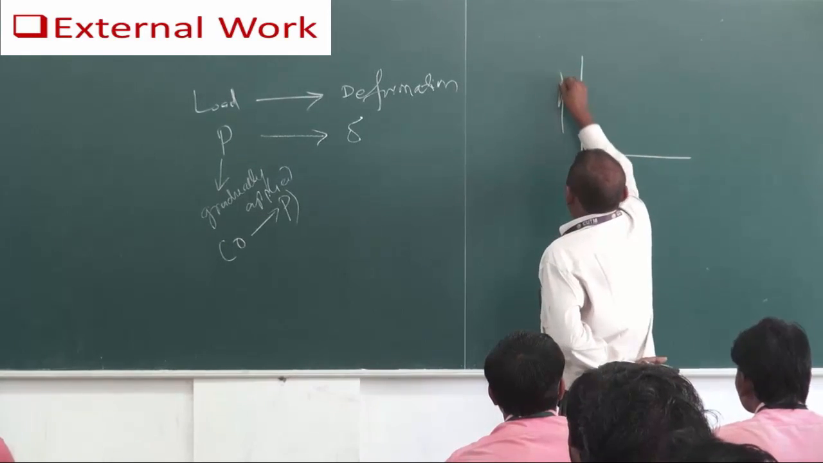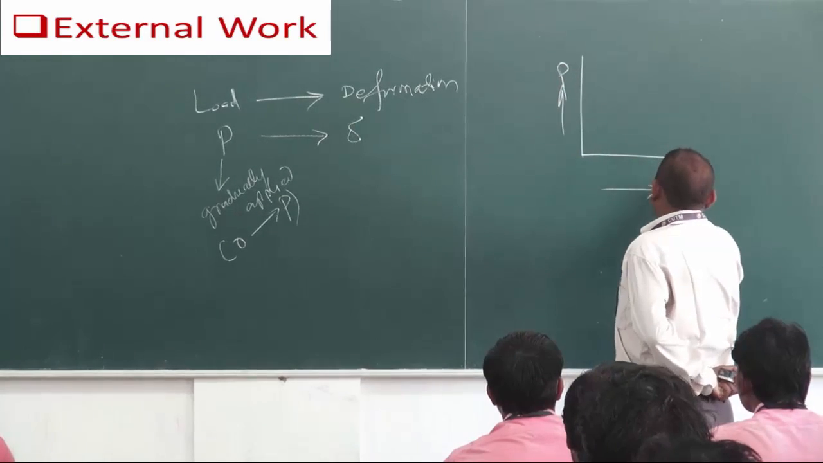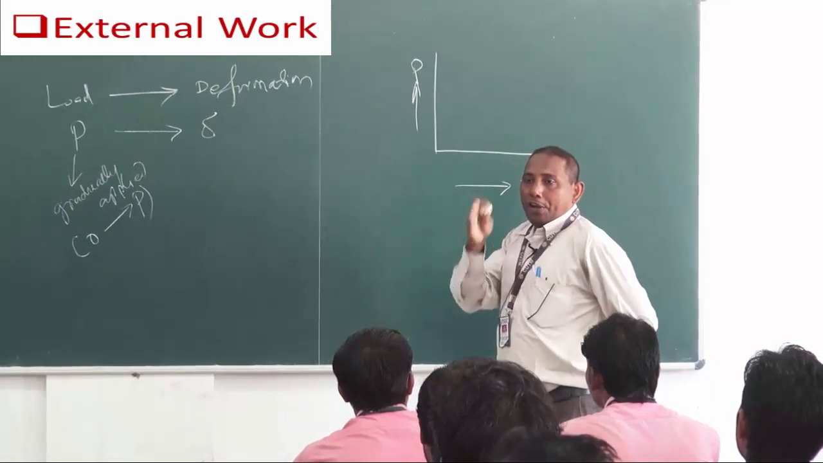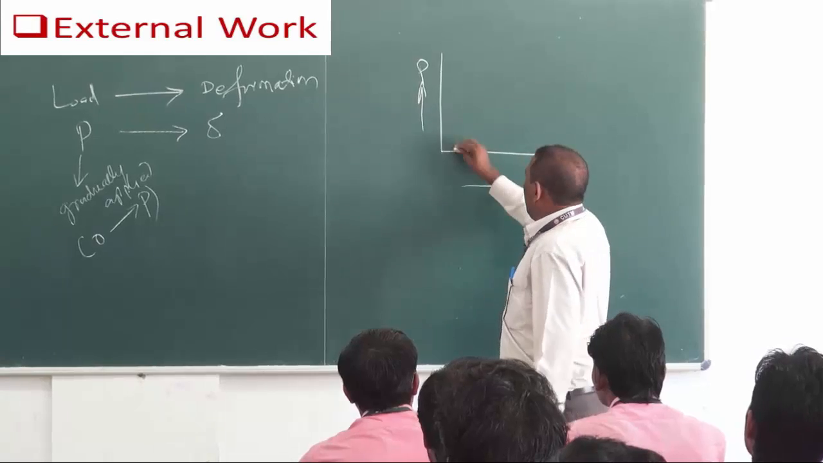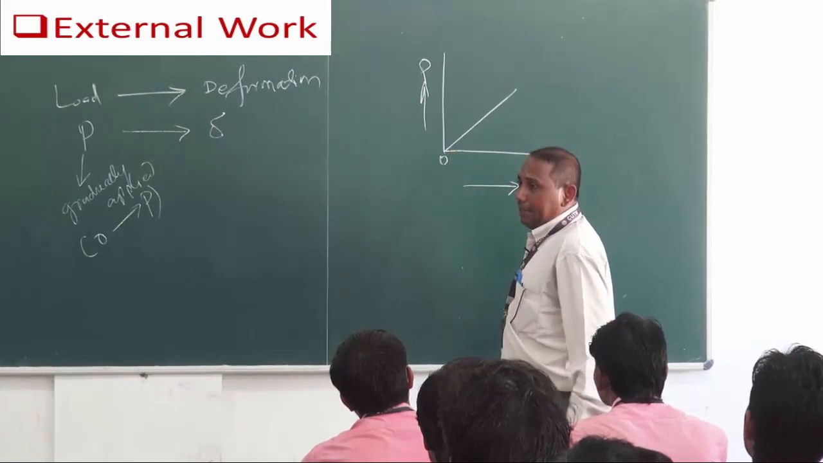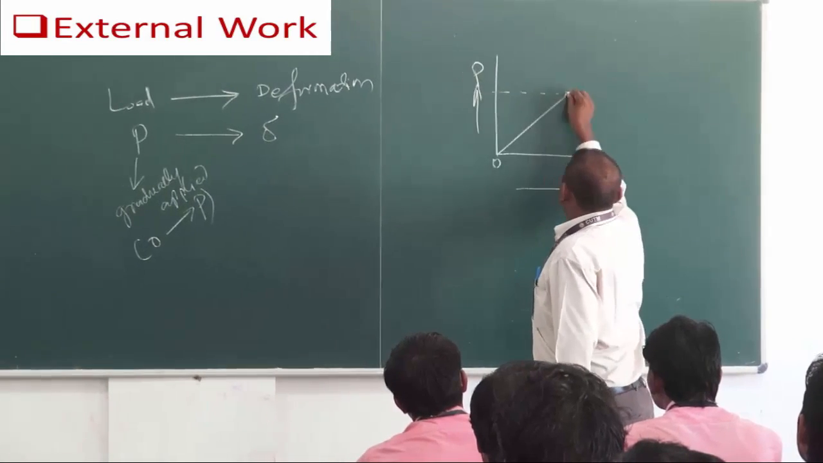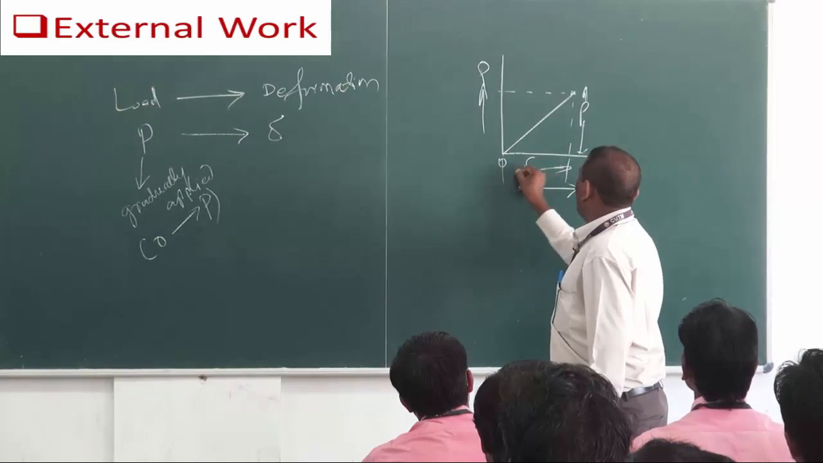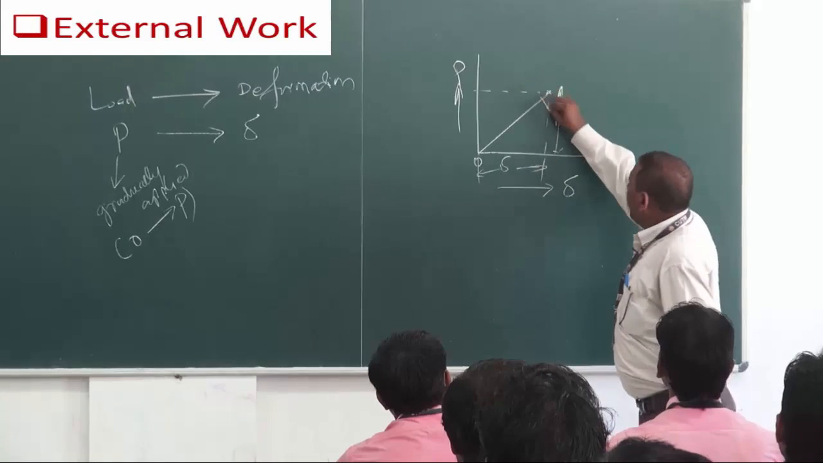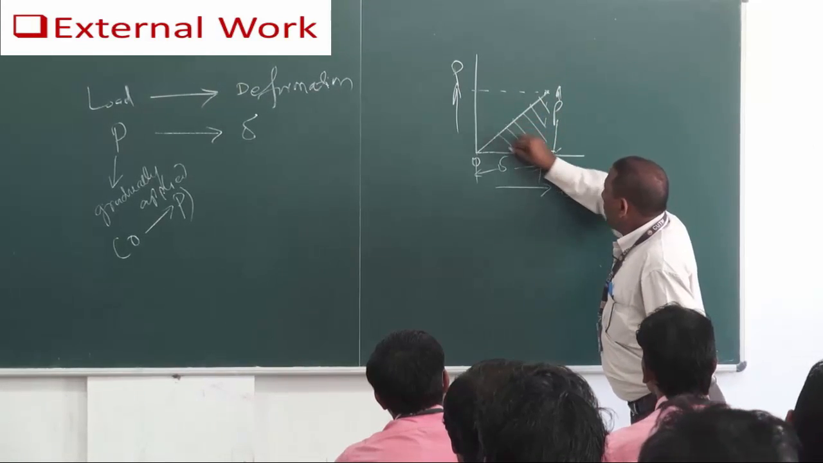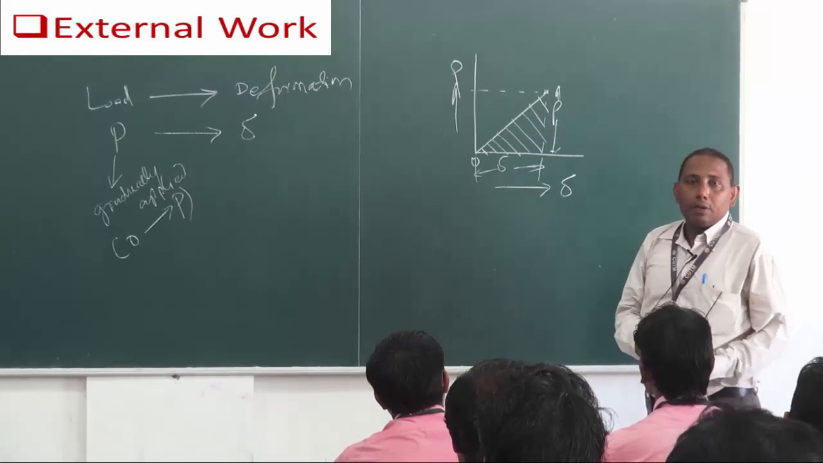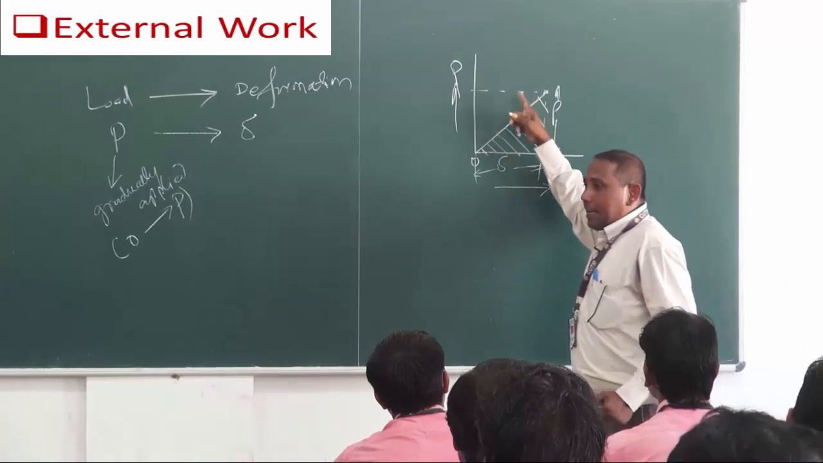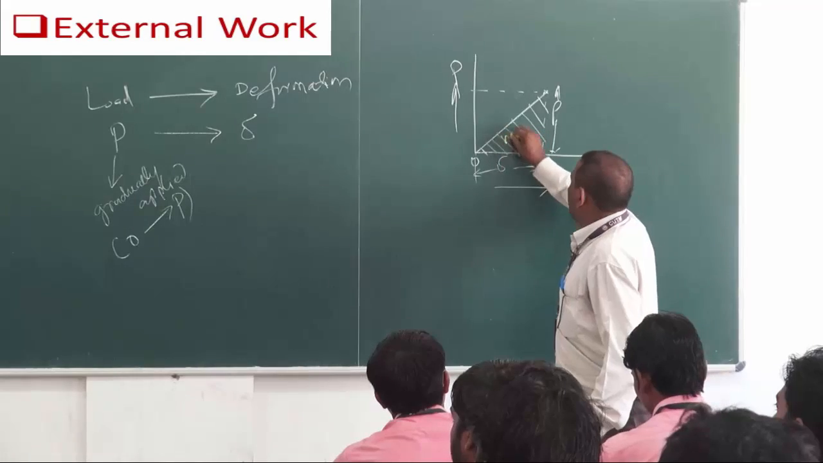Load is taken along the y-axis and deformation or deflection taken along the x-axis. And when the body is loaded within the elastic limit, this graph is a straight line. So this is your P, and this is the amount of deformation produced. And we are getting an area under this load deflection diagram. And by your elementary knowledge, we know the area under a load displacement diagram is nothing but your work done.